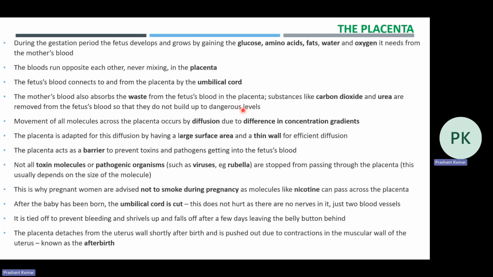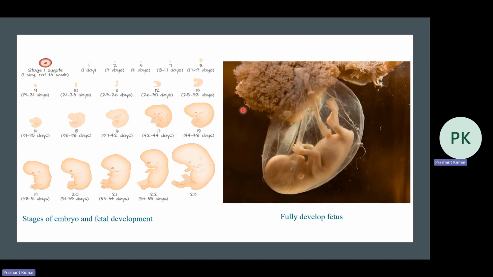After the baby has been born, the umbilical cord is cut and tied up. Of course, it is not going to hurt the baby because it is a non-neural connection. It gets easily dried up once the baby has been expelled, right? The placenta detaches from the uterus wall shortly after the birth, and then the baby comes out safely from the mother's body. This is a symbolic representation of how each and every stage looks, how the zygote looks like.